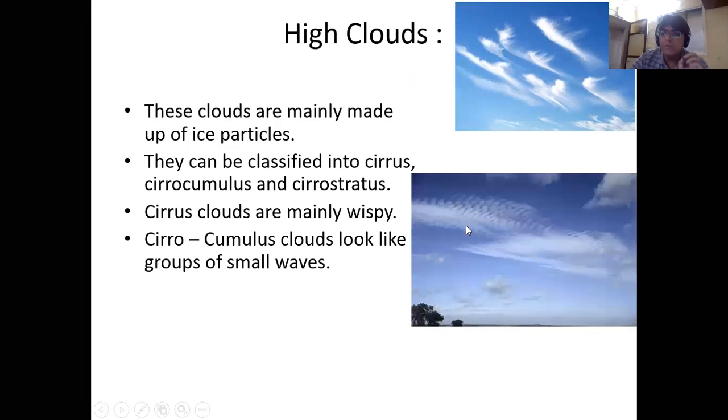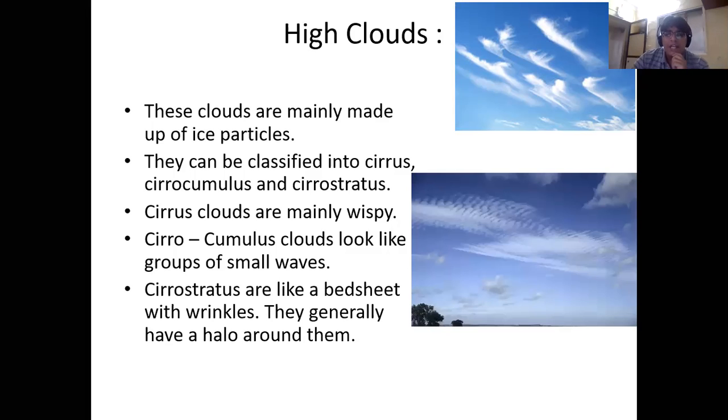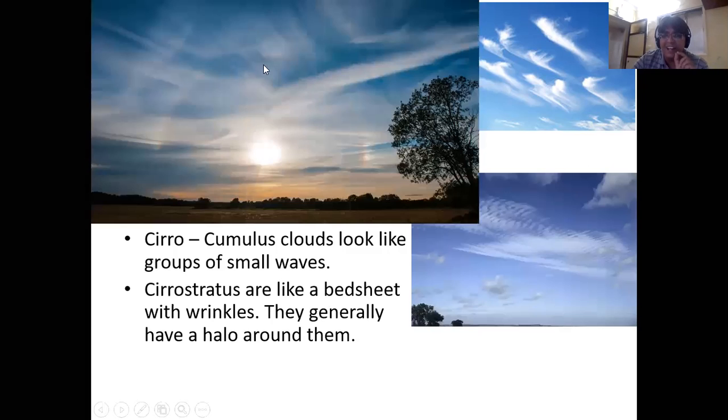Cirronimbus clouds look like a group of small waves, like you can see the waves in the sky. Cirrostratus are like a bed sheet with wrinkles. They generally have a halo around them. See, this is a halo.